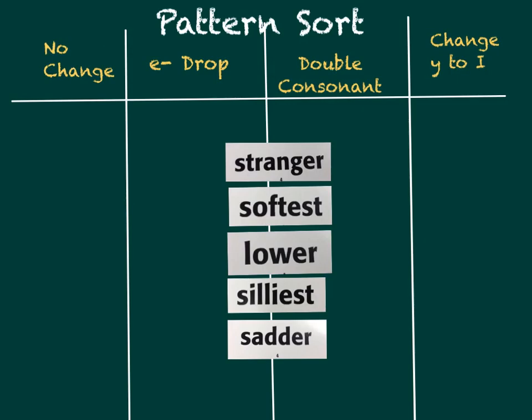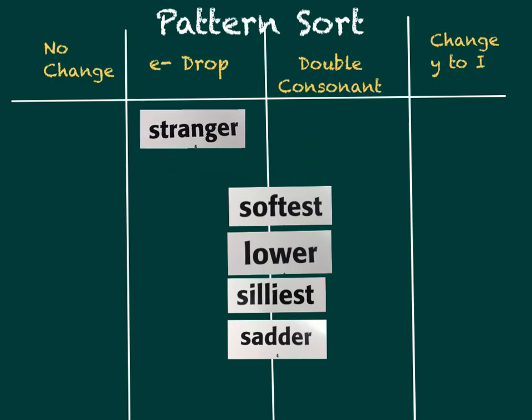Now let's do a pattern sort. We have words that do not have a change, that have an E drop, that have a double consonant, or that we have to change the Y to an I. Think about the base word to the word before the suffix was added to figure out the pattern. So the word stranger. The base word is strange. We had to add ER. We had to drop the E before adding ER.